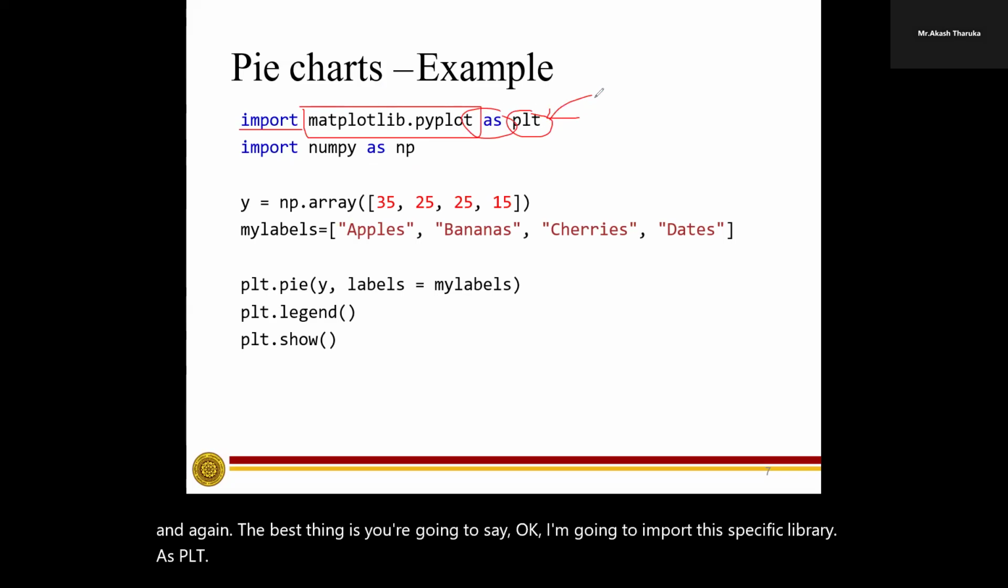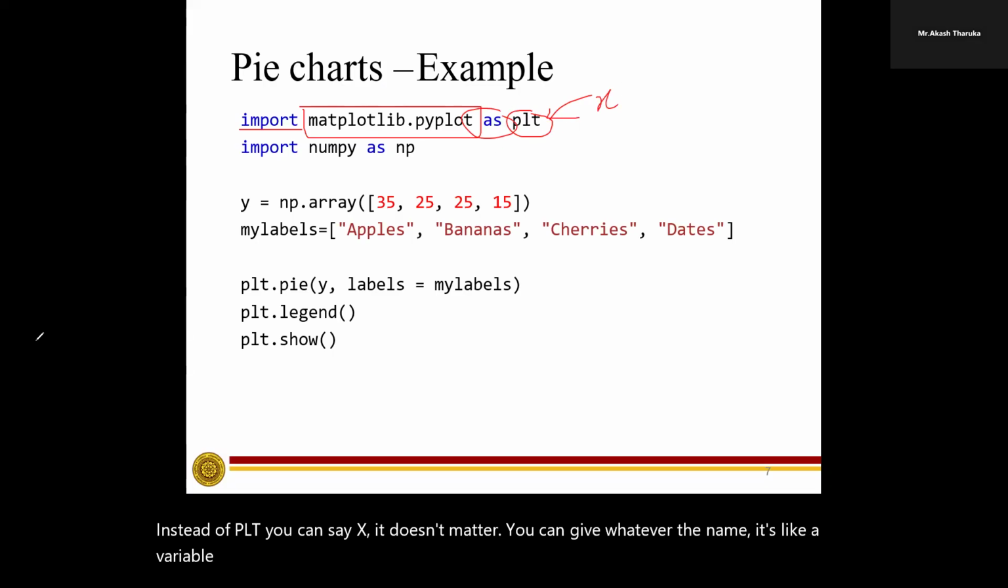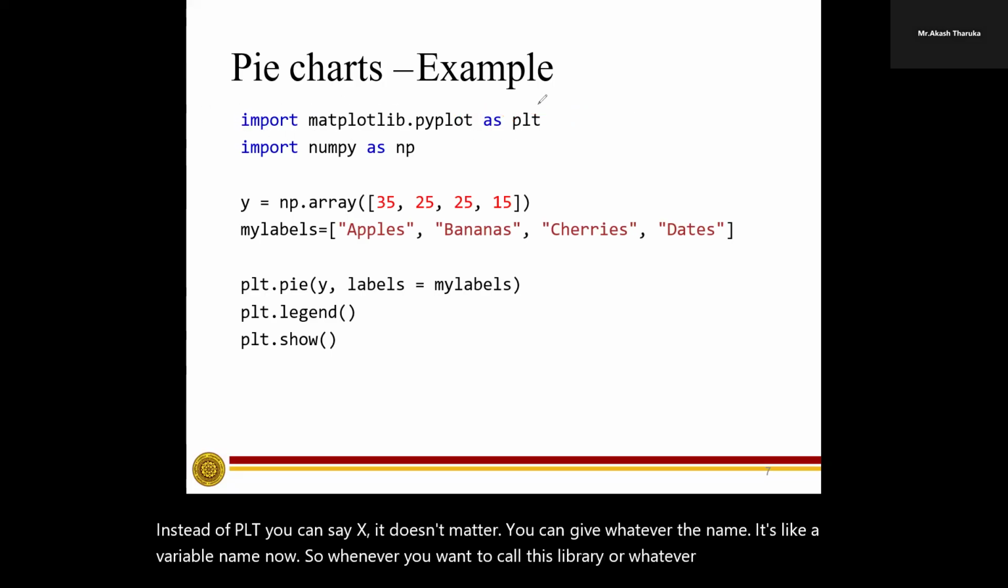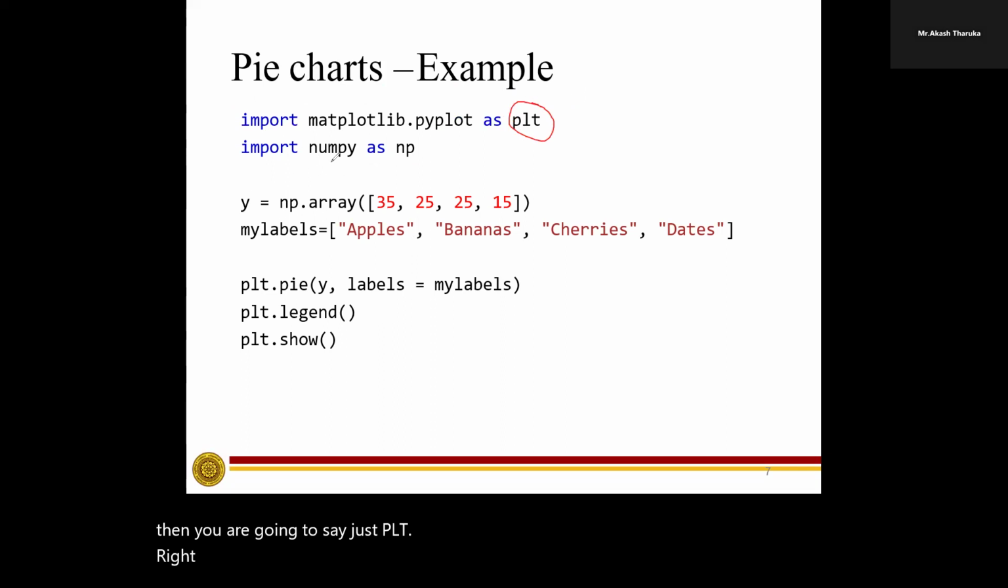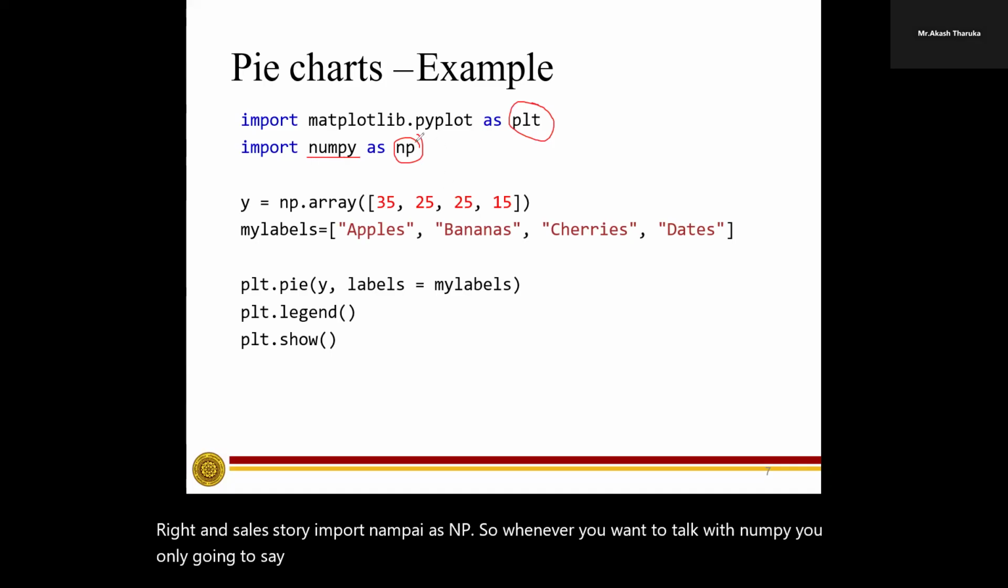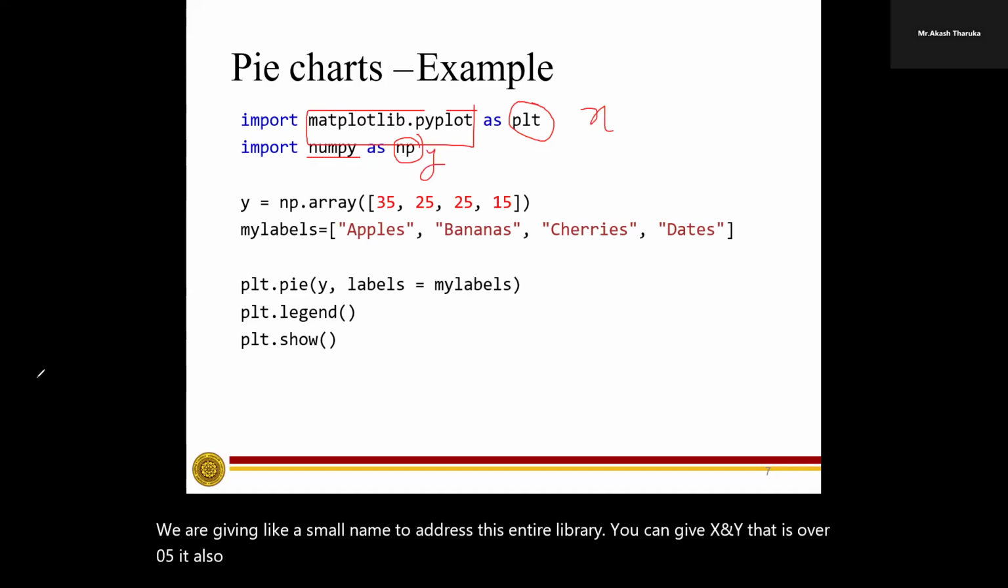Instead of PLT, you can say X. It doesn't matter. You can give whatever name. It's like a variable name now. So whenever you want to call this library or whatever these functions, then you are going to say just PLT, right? And same story, import NumPy as NP. So whenever you want to talk with NumPy, you're only going to say NP. So it's like we are giving a small name to address this entire library. You can give X and Y, that is also fine. It also works. That is the idea, right?